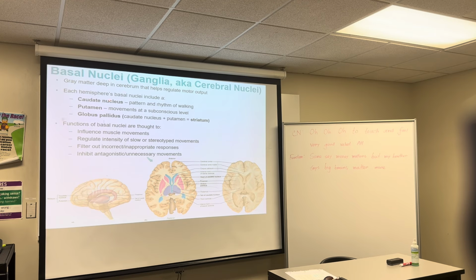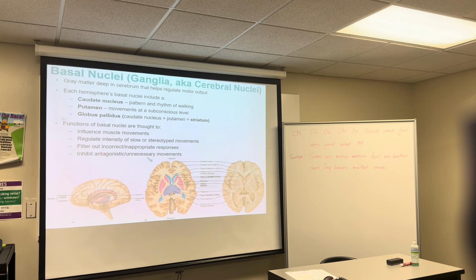So the basal nuclei are gray matter deep in the cerebrum that helps regulate motor output. Each hemisphere's basal nuclei include a caudate nucleus, pattern and rhythm of walking. And then you have the putamen, movement at a subconscious level. When we say movement at a subconscious level, what do you mean by that? You are probably not thinking about where you are walking, just walking like that, right? And the globus pallidus; caudate nucleus and putamen together form the striatum.